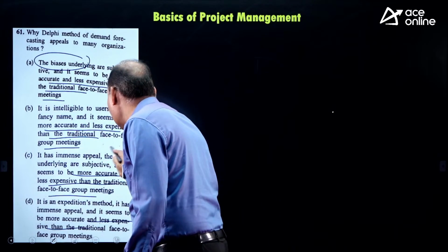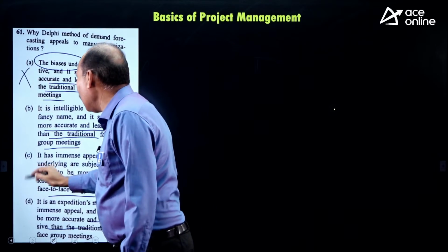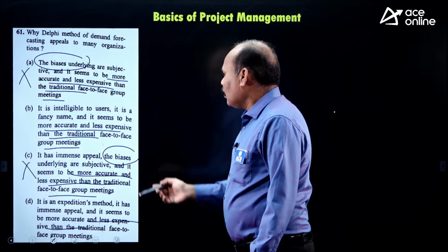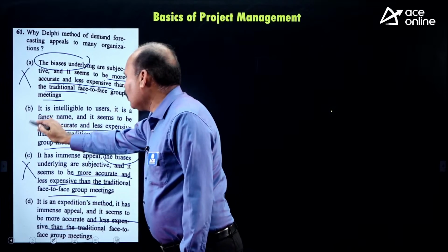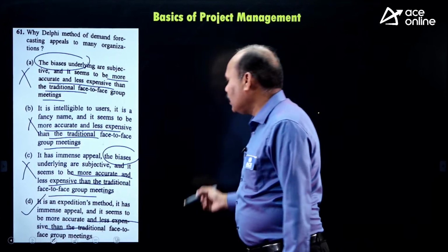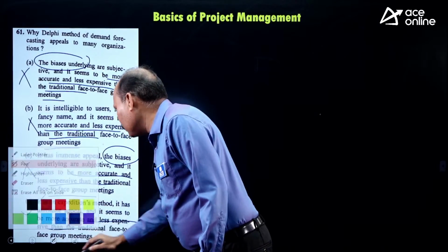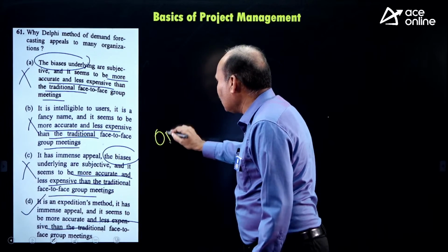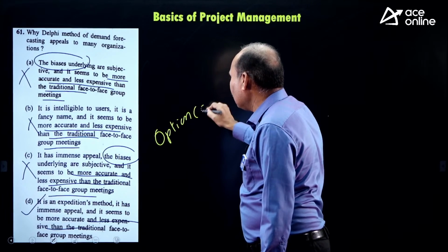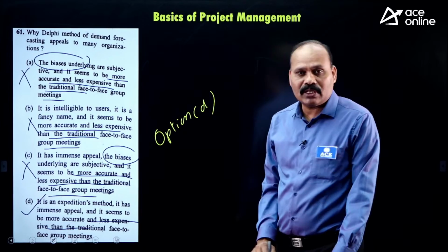Here bias is mentioned, so I can delete option A and option C. It need not be revealed to all. So I can choose option D as the answer. Based upon the options, we can choose option D.